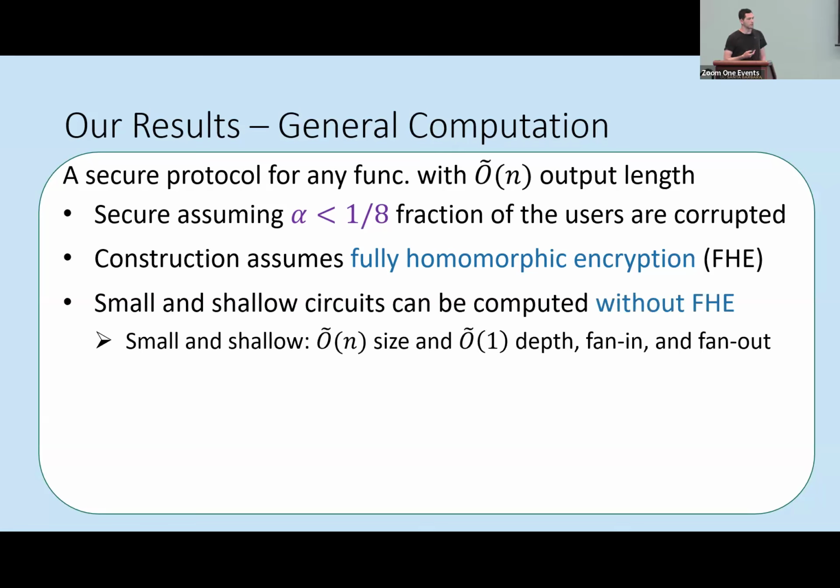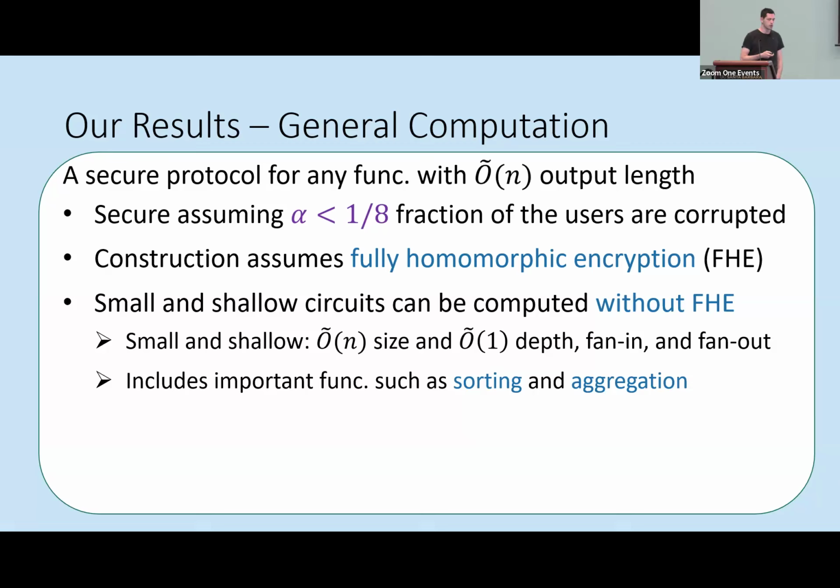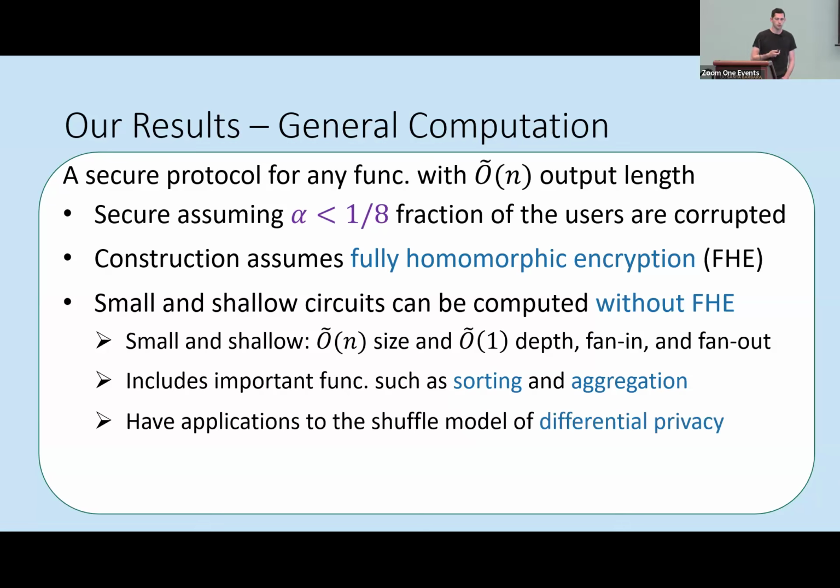However, interestingly, if the function can be computed using a sufficiently small and shallow circuit, then actually we can compute it without FHE, and we only need symmetric cryptography to do this. And this is important because small and shallow circuits also include important functions such as sorting and aggregation, both of which have important applications to the shuffle model of differential privacy.